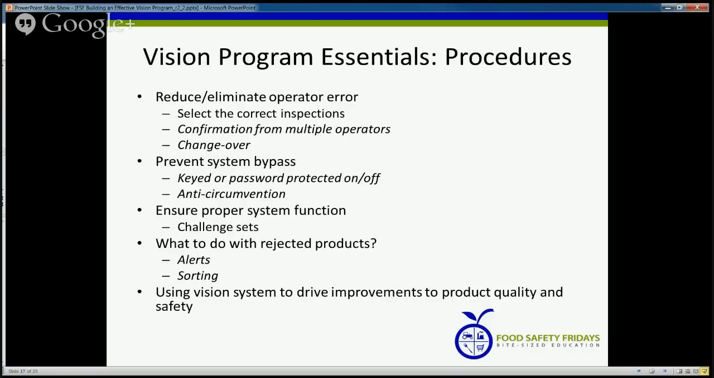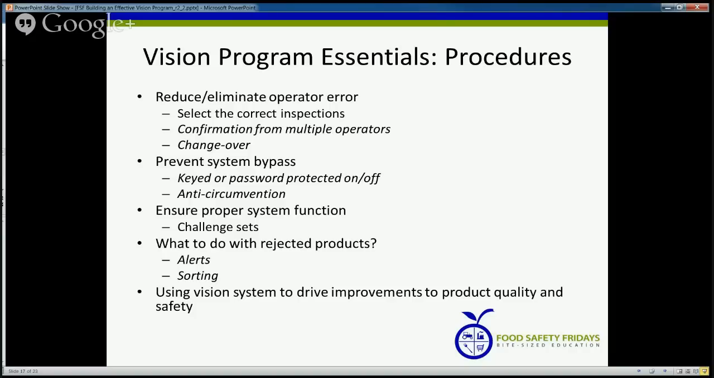From a procedural standpoint, vision systems should help reduce or eliminate operator error. They should allow the quick selection of correct inspections from the get-go. And if you do have a changeover step at some point in the line, you want to have potentially multiple inputs from different operators, sort of a double check to make sure that the input from the first operator is correct. The ultimate point here is that if you're not set up to inspect the run product from the very get-go, you're not going to be inspecting successfully, or you're going to be rejecting everything off the line because your inspection is set up incorrectly.